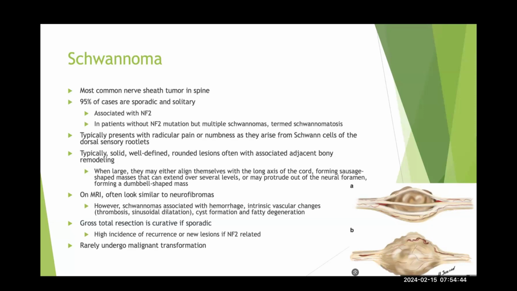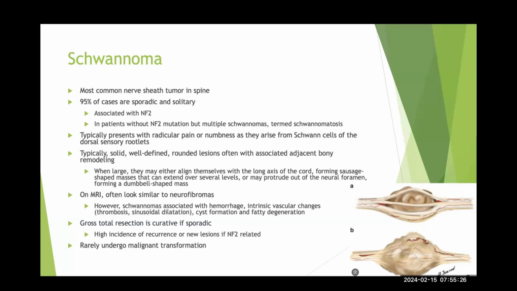Typically, these lesions present with radicular pain and/or numbness as they arise from the Schwann cells of the dorsal sensory rootlets. As was the case with this patient, who had this kind of radicular pain. Typically solid, well-defined, rounded lesions, often associated with adjacent bony remodeling, which you can see on CT. When they're large, they may align themselves along the long axis of the cord, growing craniocaudally in a sausage-shaped mass that can extend over several levels, or they may protrude out through the neural foramina, and it's termed more of a dumbbell-shaped mass. But on MRI, they often look very similar to neurofibromas.